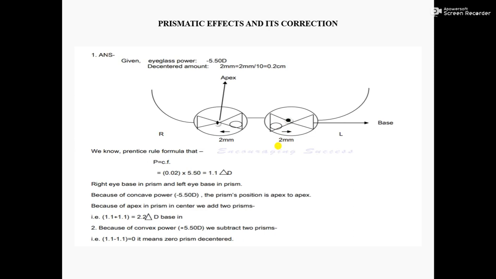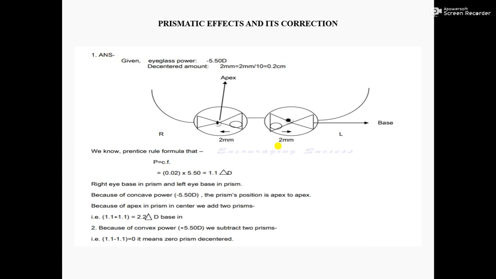So, we know Prentice's rule is P equals C times F. So C is 0.2 centimeter times 5.50, the spectacle power. After calculating, we found 1.1 prism diopters. So for the right eye, base prism, and for the left eye, base prism, we need.